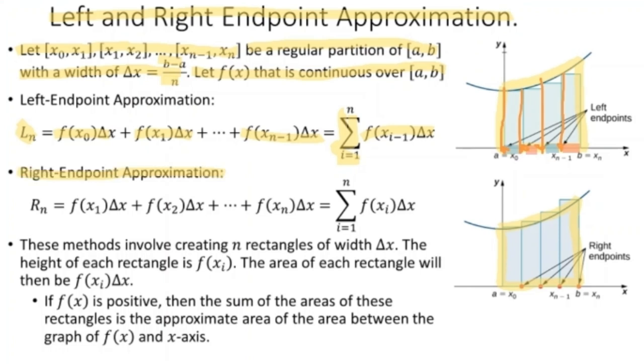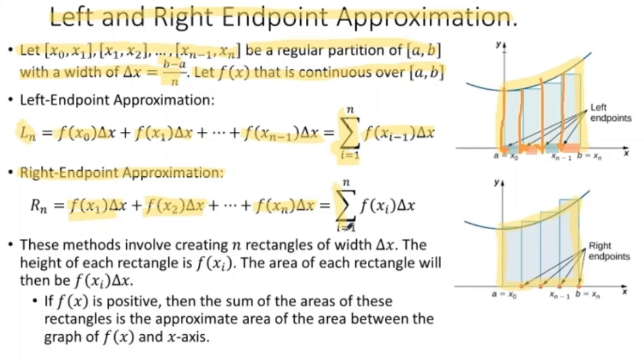As for the right endpoint approximation, it's very similar to the left endpoint approximation, where the height of each rectangle is determined by plugging values into our function. The difference is we're going to be plugging in the right endpoint of each interval from our partition. So for example, the area of our first rectangle would be f of x sub 1 times delta x, the f of x sub 1 representing the height of the rectangle by plugging in the right endpoint from the interval x0 to x1. And our second rectangle would be f of x sub 2 times delta x, all the way down to the area of our last rectangle, which would have a height of f of x sub n times delta x.